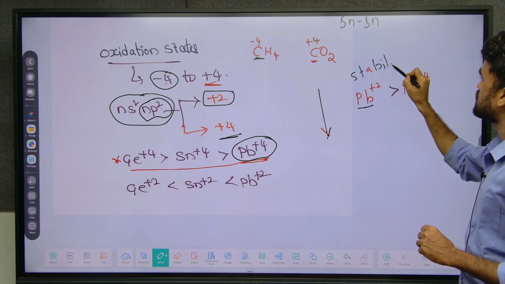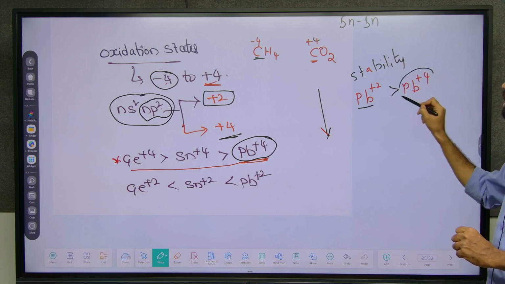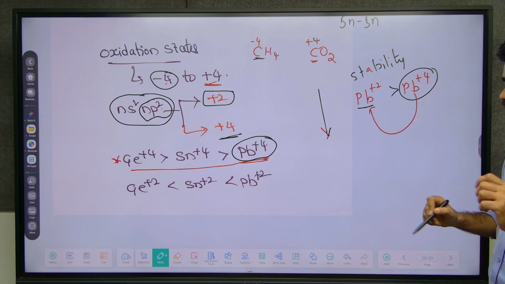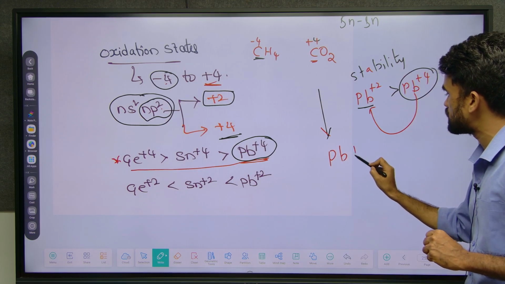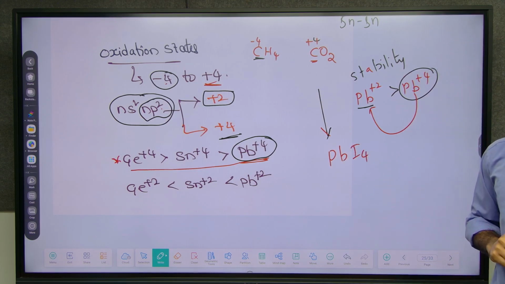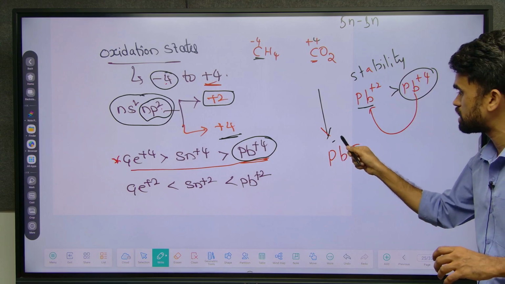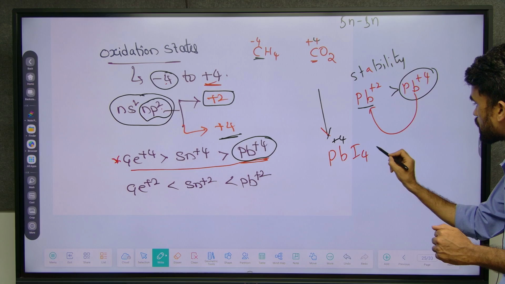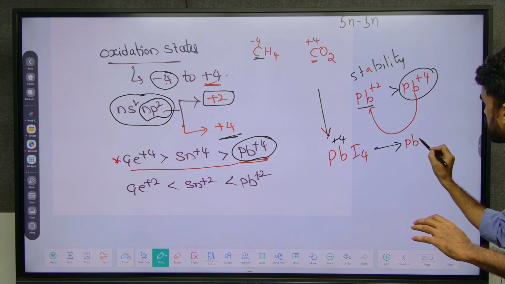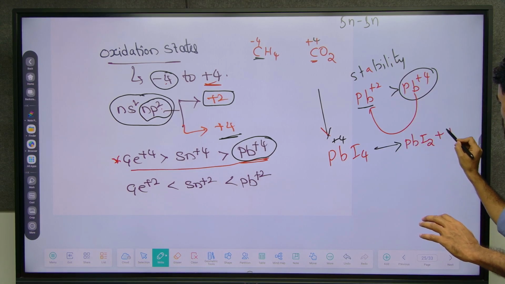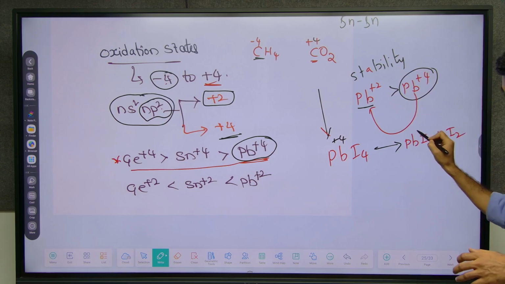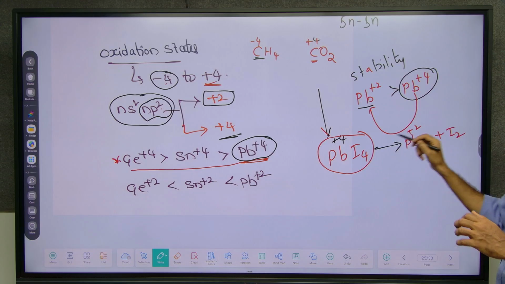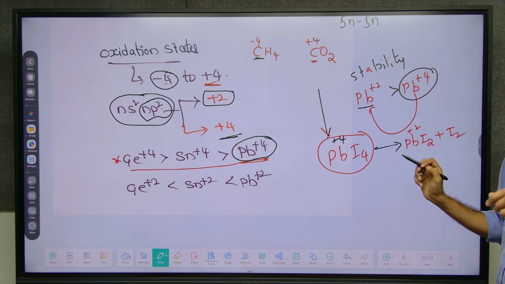So now lead, if it is present in +4 oxidation state, tries to convert from +4 to +2. For example, PbI4 is there now. What am I saying? PbI4. So what is the oxidation state you are seeing? +4. So it is unstable. Now how will it try to convert from +4 to Pb +2? Like PbI2 plus I2 gas will be released. So this will be formed. So +2. Because of its instability, it converts into this form. Okay, is this clear?